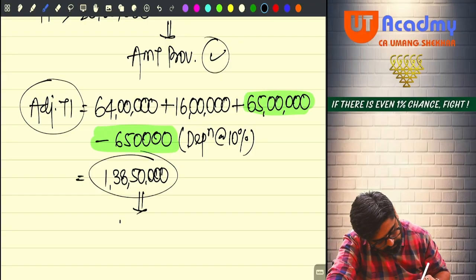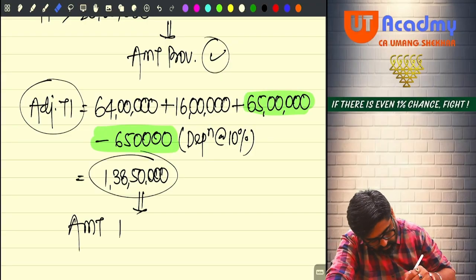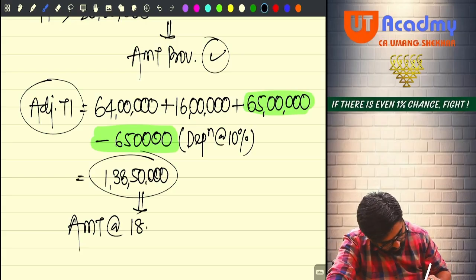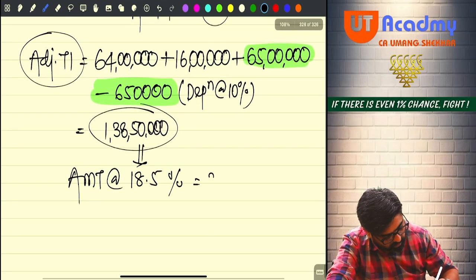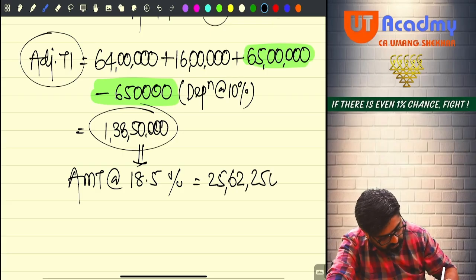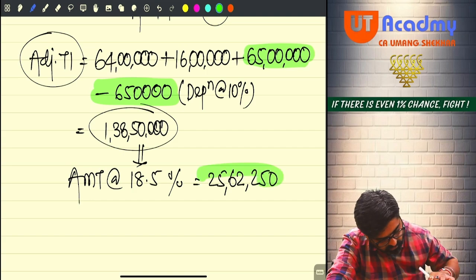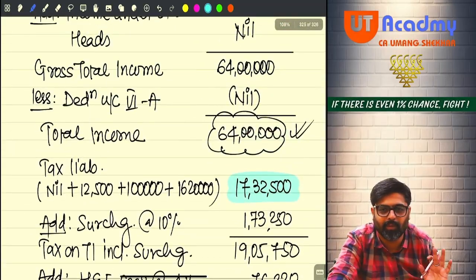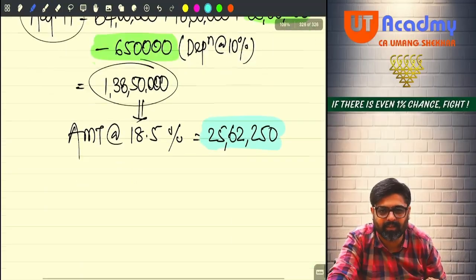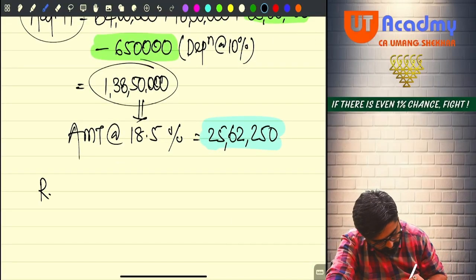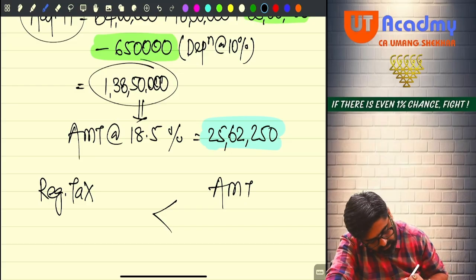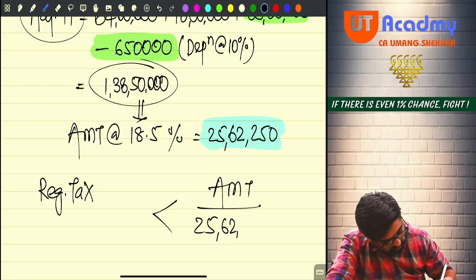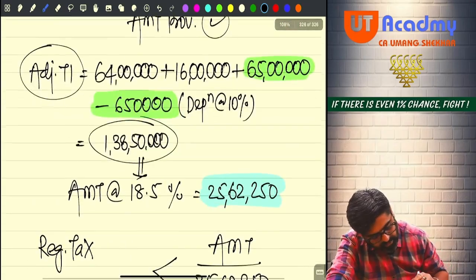Now calculate AMT at the rate of 18.5%. 18.5% of this amount will be 25 lakh 62,250. Now please check, blue color. Now can I say this is regular tax, and this is AMT? My AMT is higher because AMT is 25 lakh 62,250 and regular tax is 17,32,500.